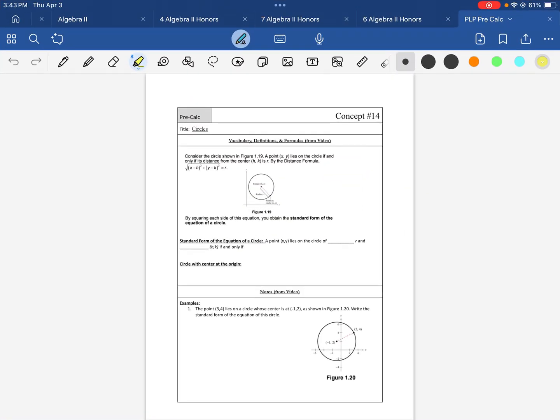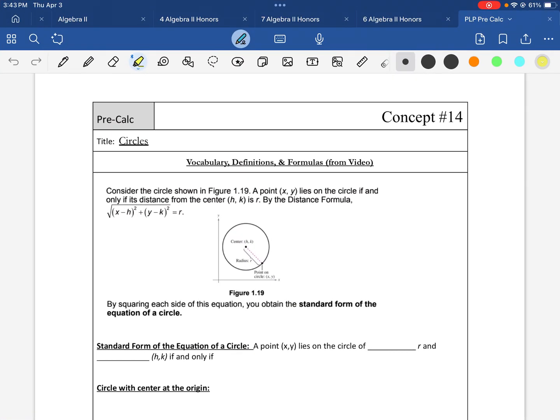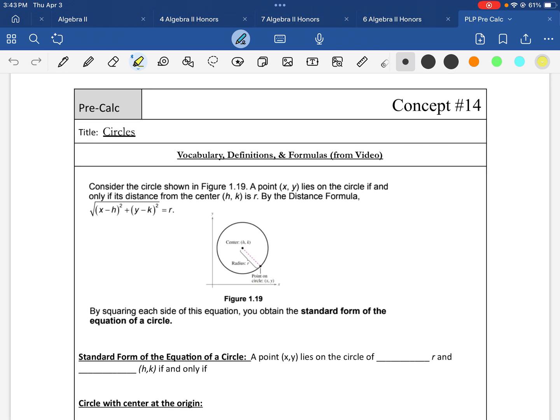Hello, PLP Pre-Calc. Today we are taking a look at Concept 14. We're going to be looking at circles. We're going to look at some definitions. Consider the circle shown below in Figure 1.19.